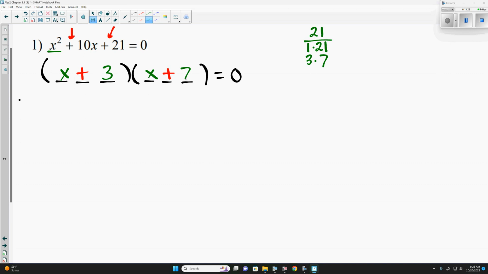We can try 3 and 7 first, because there's a good chance 1 and 21 are too far apart to get us to 10. And since the signs are the same, we would be adding whatever that is together. So that means it's only going to go up, away from it. Now, we can check this.